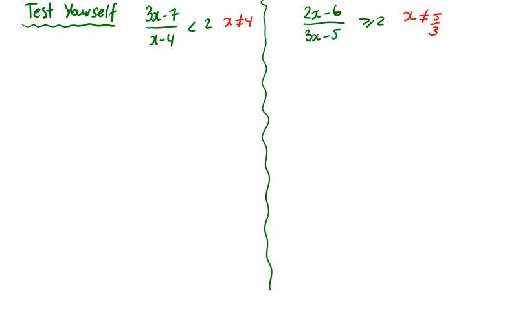So pause the video, try these two questions. Now you'll always be told x is not equal to 4 because we can't have 0 in the denominator, and the same with 5 over 3 on the other side. So that's why they're there.